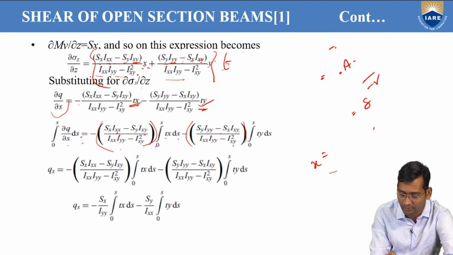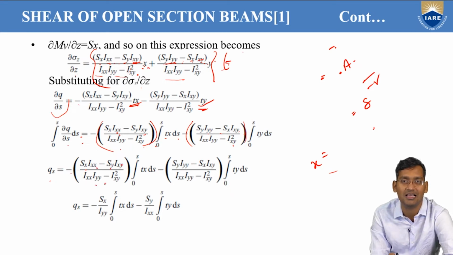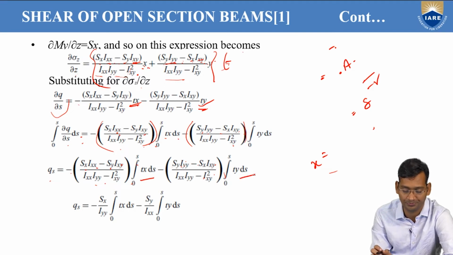Now let's see what we can say. Now after this, both are the same. So qs will be what? After integrating this, we will get qs. So qs will be minus of Sx Ixx minus Sy Ixy by Ixx Iyy minus I square xy, then the integral from 0 to s of tx dx, minus, just repeating here, Sy Iyy minus Sx Ixy by Ixx Iyy minus I square xy, and into the integral from 0 to s of dy ds.